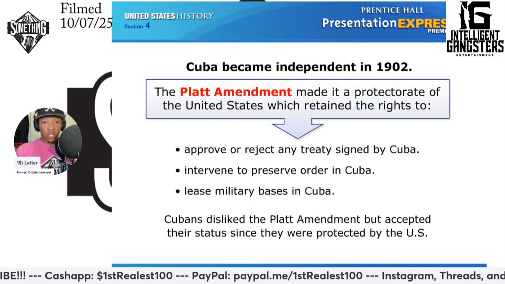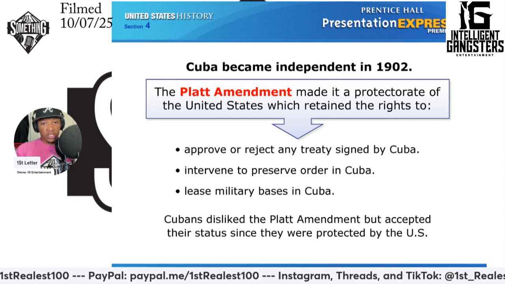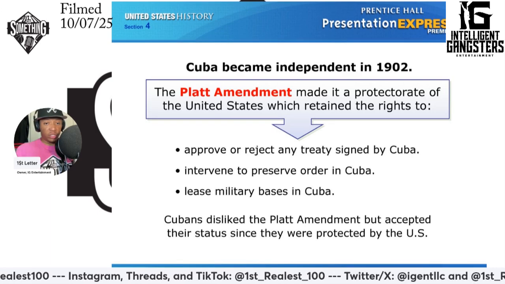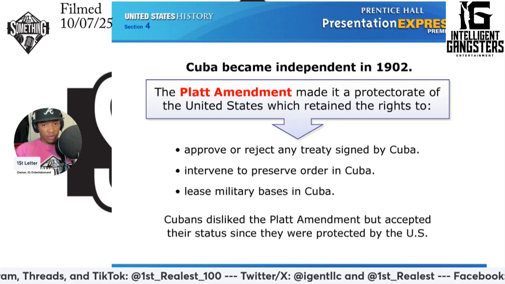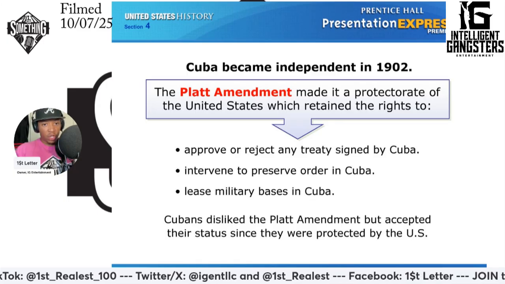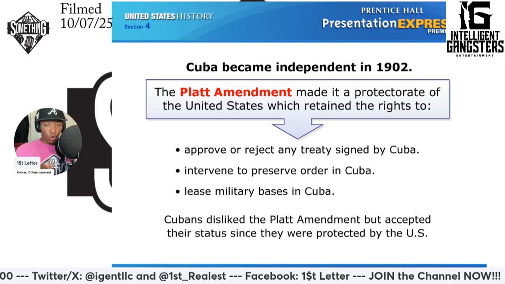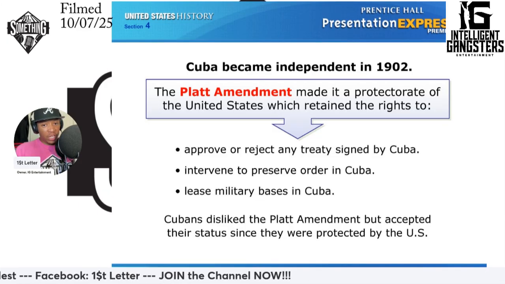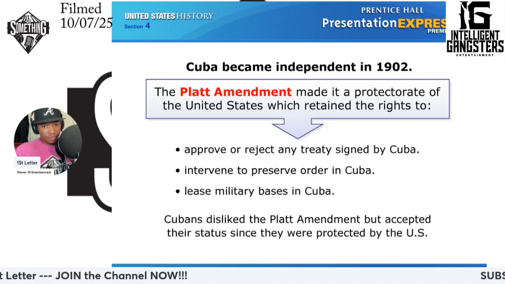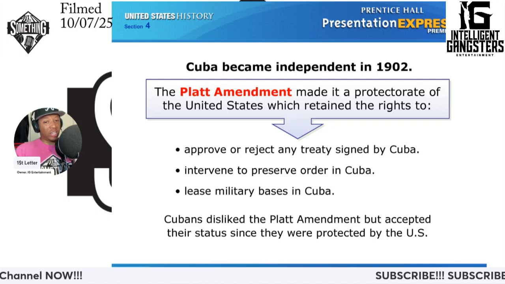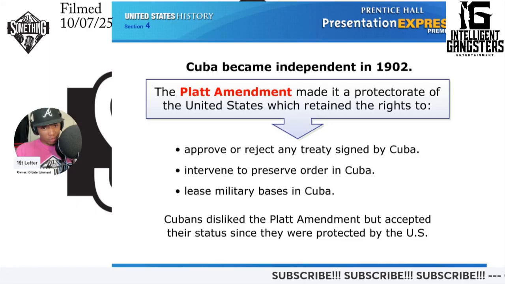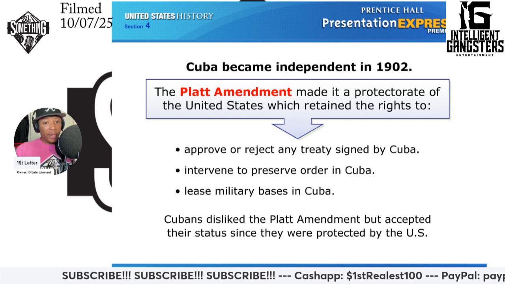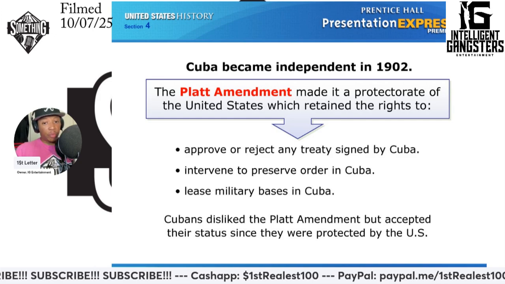All right. Let's talk about Cuba. Cuba became independent in 1902. The Platt Amendment, again, that's an amendment to their constitution now, made it a protectorate of the United States, which retained the rights to approve or reject any treaty signed by Cuba, intervene to preserve order in Cuba, and lease military bases in Cuba. It says Cubans disliked the Platt Amendment, but accepted their status since they were protected by the U.S.